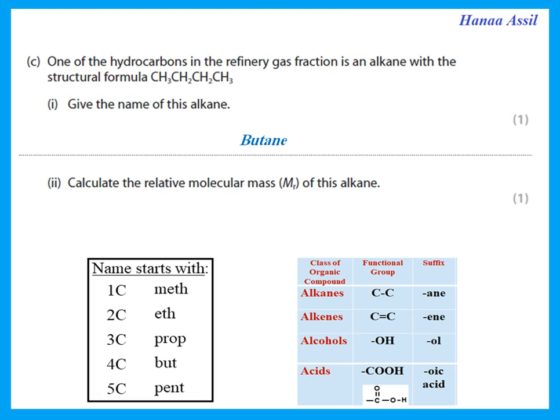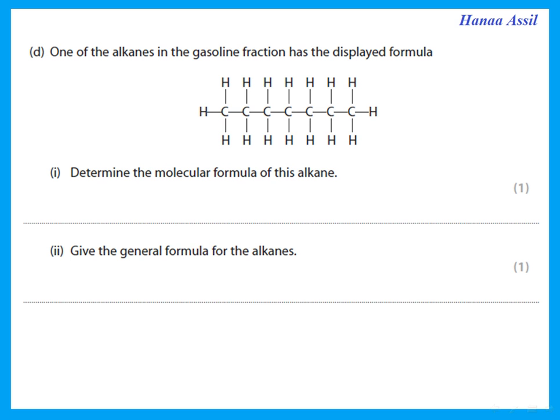So the name of that is butane. Then he says calculate the relative molecular mass. Of course, how do we calculate relative molecular mass? We add up all the masses from the periodic table. I'm going to remind you again, the mass is the big number in the periodic table. So we have 4 carbons, each one has a mass of 12, plus 10 hydrogens, each one has a mass of 1. So the total MR is 58.